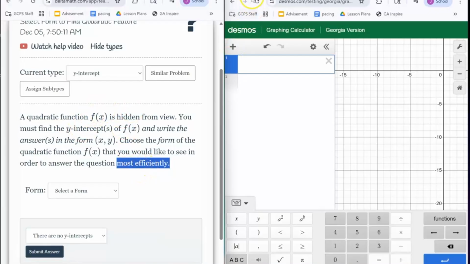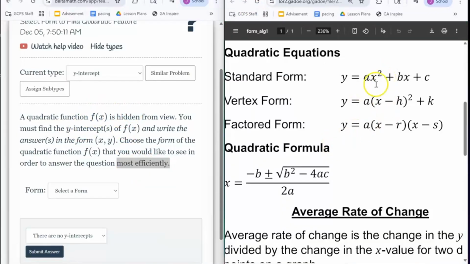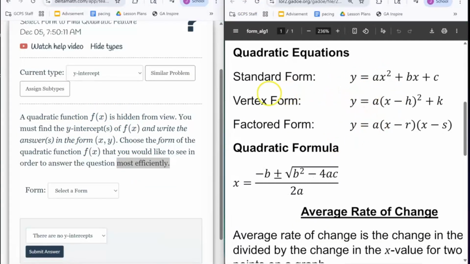So now we're going to talk about the three forms that we have and what they do. We're going to start off with vertex form because that's the easiest. What do you think I can get really quickly from vertex form? Well, I can get the vertex. How do I get the vertex? I pull the x coordinate by taking the opposite. I pull the y coordinate by exactly what it is.